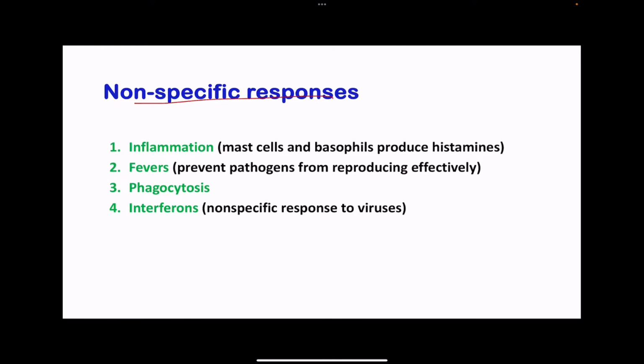Non-specific immune response to infection involves inflammation, in which the mast cells as well as basophils produce histamines. It includes fevers, and these fevers prevent pathogens from reproducing effectively, so the higher temperature lowers the reproduction rate of the pathogens. There is phagocytosis, in which digestive enzymes are going to be released, and these break down the pathogens. And then there is interference, which are non-specific responses to viral infections.